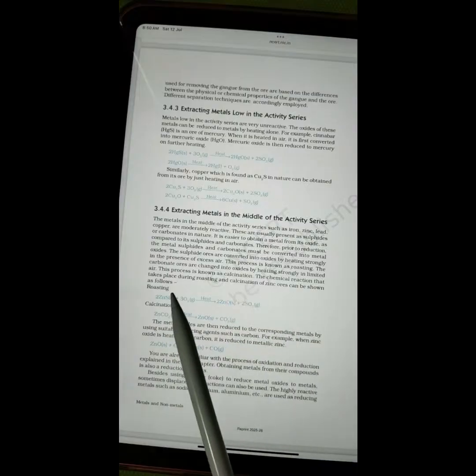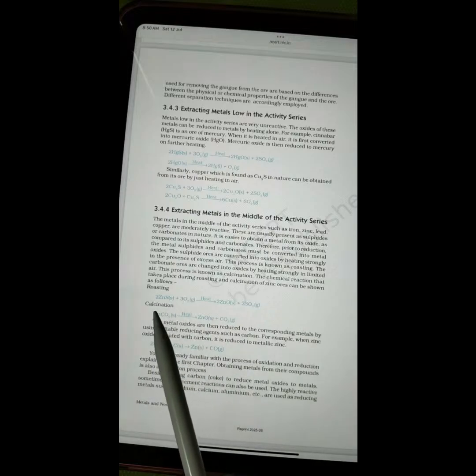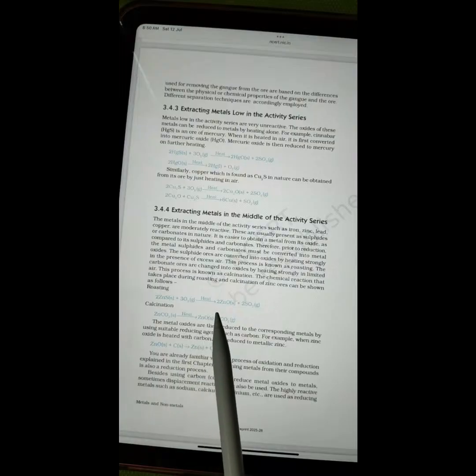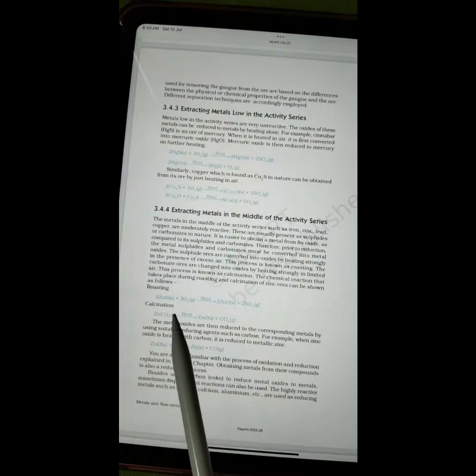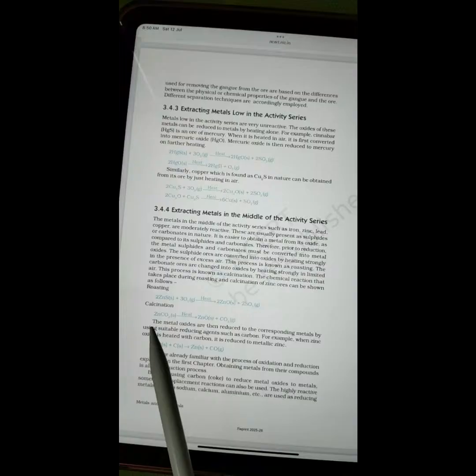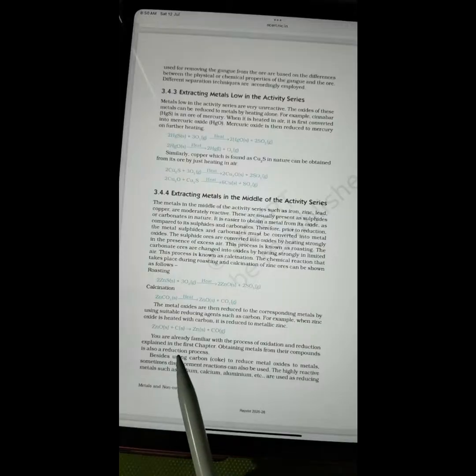The chemical reactions that take place during roasting and calcination of zinc ores can be shown as follows. For roasting, zinc sulfide is heated with oxygen. When it is heated, it will give ZnO plus SO2. To balance, further numbers are added prior to these molecules. Calcination: zinc carbonate in the solid form when heated will give you ZnO solid form plus CO2 in the gaseous form. The metal oxides are then reduced to the corresponding metals by using suitable reducing agents such as carbon. For example, when zinc oxide is heated with carbon, it is reduced to metallic zinc. ZnO plus carbon in the solid form will give you Zn solid plus CO in the gaseous form.